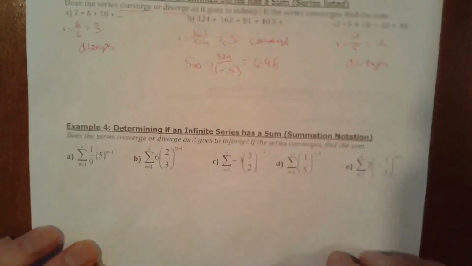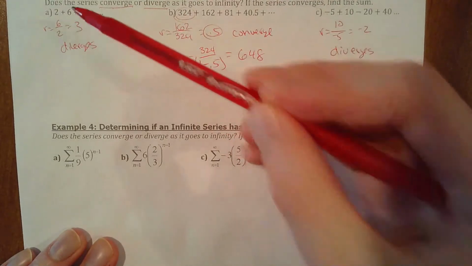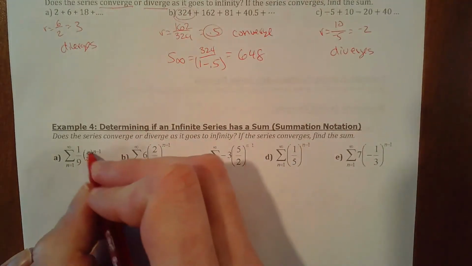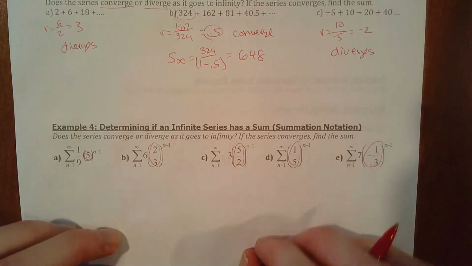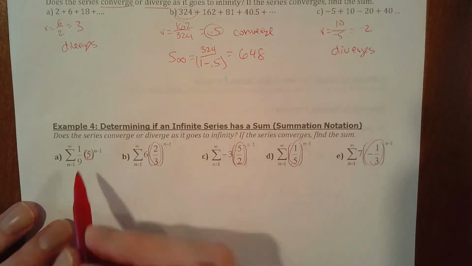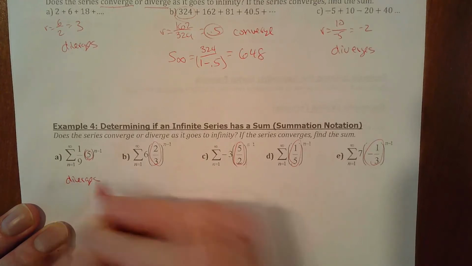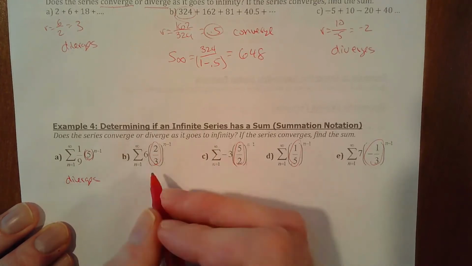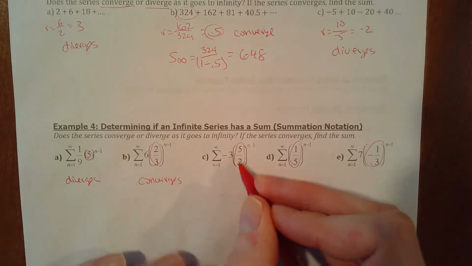Now determine if an infinite series has a sum using summation notation. This is almost an easier question because up here I had to find the r myself. Here they're screaming it at us. Remember, this number is the r. So these will tell me if it's convergent or divergent. Let's just go through and find that out first. So 5, that's greater than 1, divergent. So it diverges. 2/3, that's less than 1. So it's between negative 1 and 1, so that's convergent. So it converges. 5 halves.